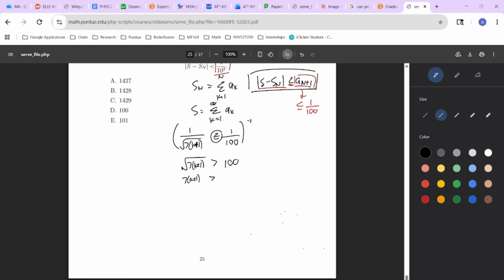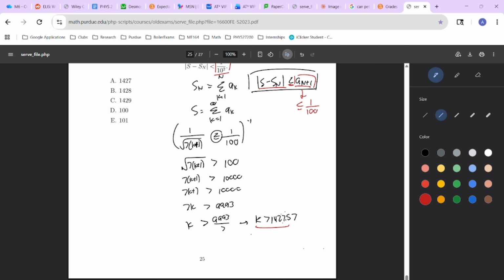7 times (n plus 1) must be greater than 10,000. 7n plus 7 must be greater than 10,000. 7n must be greater than 9,993. And then n must be greater than 9,993 over 7. Keep in mind that n in this case must be an integer since we're evaluating something related to a series. So let's see what 9,993 over 7 is. I have my calculator right now. That would be equal to 1427.57. We're looking for the first term that satisfies this condition.